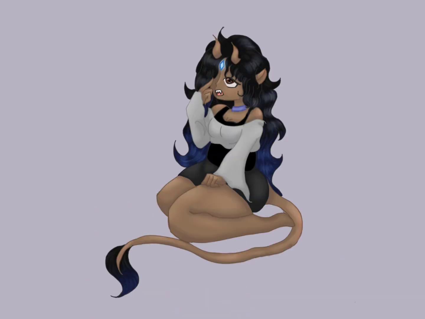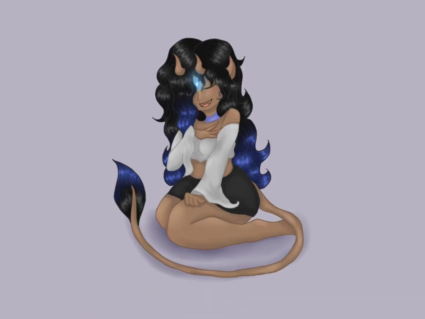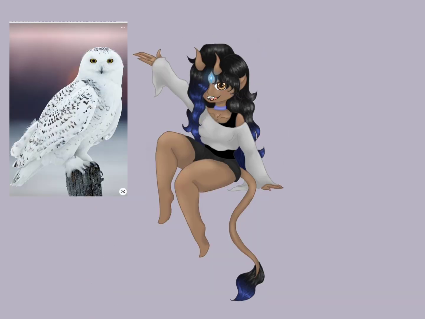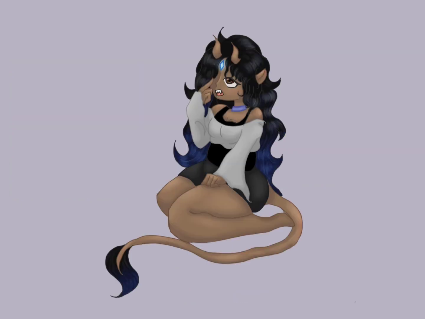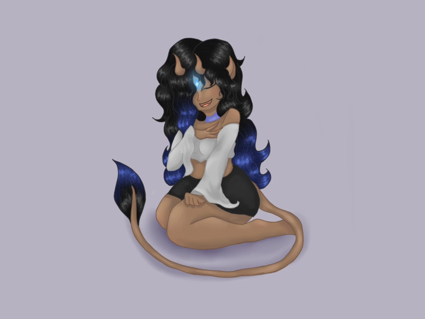I'm getting off topic. Anyway, in this case, I picked a snowy owl and a desert cat. They are polar opposites. One is a bird and one is a mammal. Well, and also one of them can eat one or the other, but no, they can't. But that doesn't mean we can't make something out of this.